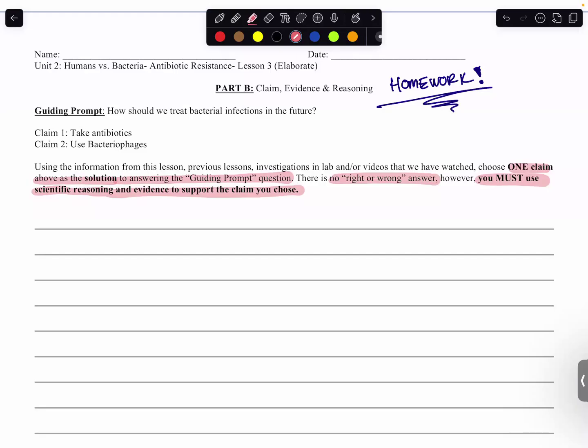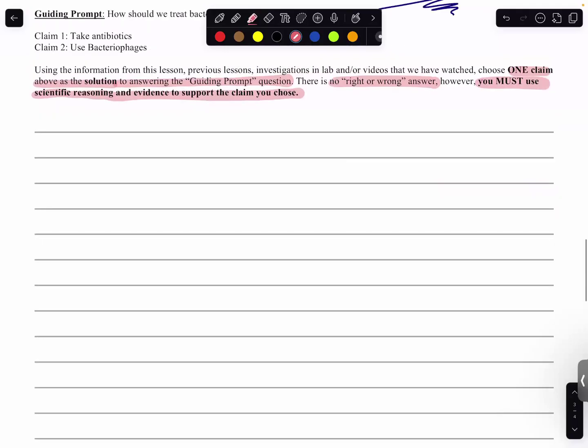And using evidence from everything that we've gone over in the unit so far. Anything that you can remember from the videos, anything that you can remember from the labs that we've done, disease transmission, simulating a bacterial infection, any of the readings that we've had about resistance in caves and bacteria being able to use their own antibiotics, and these bacteriophages that we just spoke about, and the efflux pumps, all of those things. You're going to use scientific reasoning and evidence to support the claim that you chose.